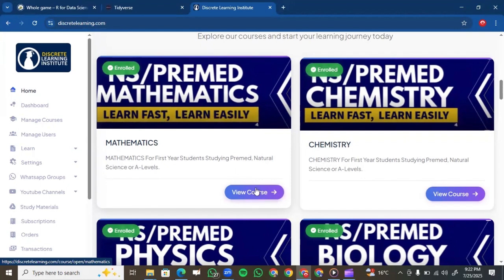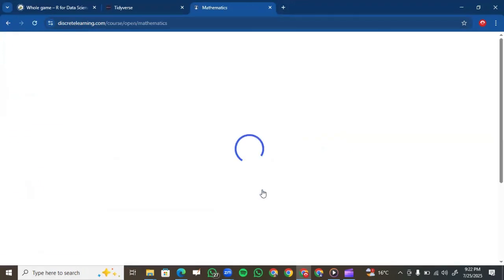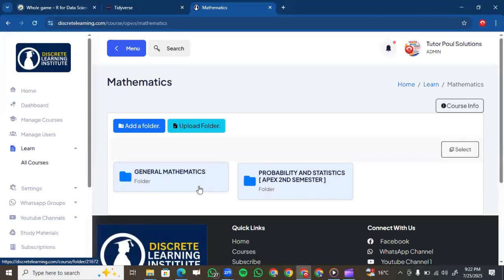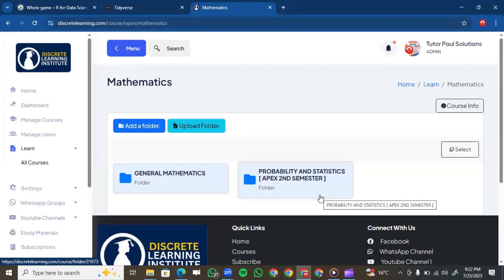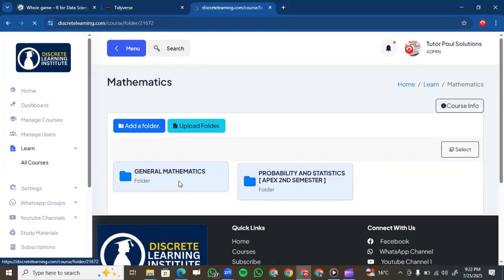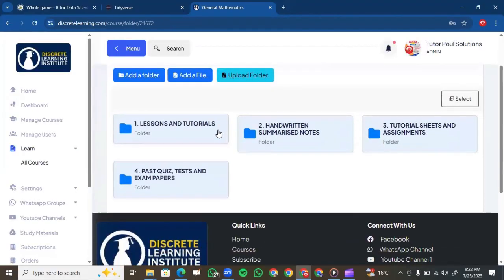So once you are done registering, you can click view course, and then it's going to open like this. So we have general mathematics and then probability and statistics. This folder here is specifically for those who are doing second semester at Apex, but for you guys, you go in general mathematics. What you're going to find here is 4 folders. One is for the lessons and the tutorials that we do.